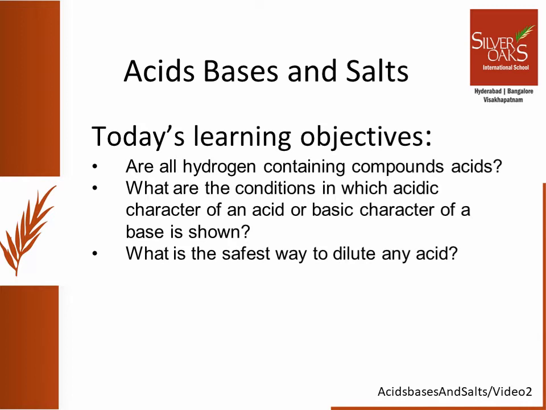And the last objective of learning today is what is the safest way to dilute an acid. As we discussed last time also, strong acids are very corrosive. They burn even if a single small drop falls on your skin. So when we convert a concentrated, very strong acid having a pH range of 0 to 2 to a dilute acid, what would be the safest way which does not hurt anyone?